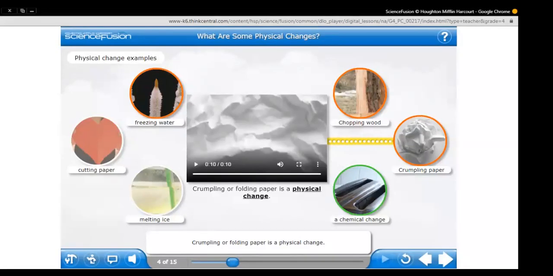Why do we say that crumpling paper is a physical change? Because it changes the shape, only the shape. It's still paper after that, but the form is new. Yes, it's a new form. Now let's see examples for chemical change.